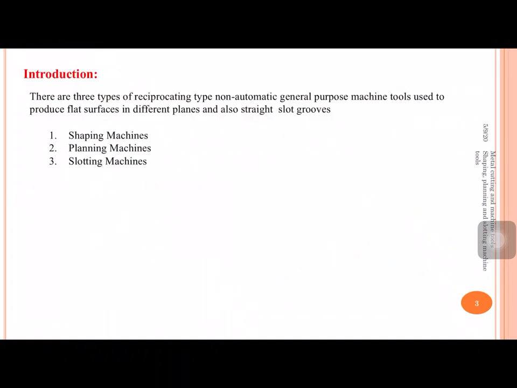These machine tools are primarily used to produce flat surfaces on different planes, that may be the horizontal plane or vertical plane or inclined plane. And these machine tools can also be used to produce straight slots or grooves. The machine tools which we are going to discuss in this video are the shaping machine, planing machine and slotting machine. In this module we will talk about the classification of these machine tools and what are the parts related to these machine tools and their functionalities.